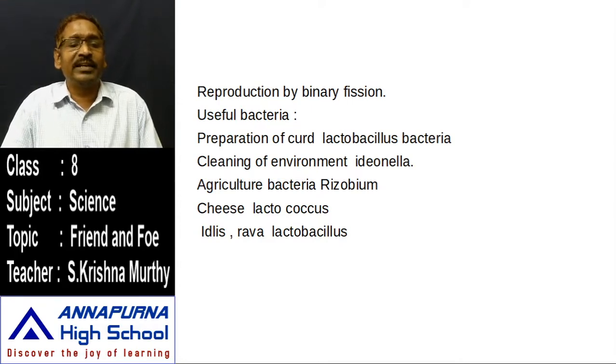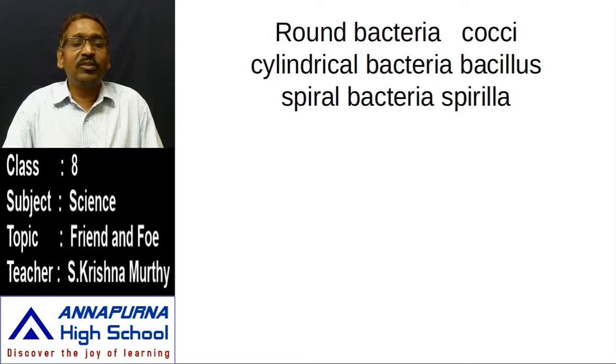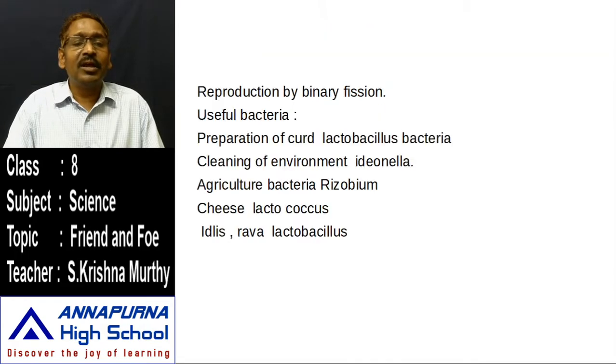So here, let us discuss useful bacteria. In our daily life we use some useful bacteria to convert milk into curd, that is called lactobacillus bacteria. What is the shape of the lactobacillus bacteria? Bacillus bacteria. Previously we discussed the bacillus bacteria. What is the shape of the bacillus bacteria? Cylindrical. So we are using cylindrical bacteria in the preparation of curd, or conversion of milk into curd.